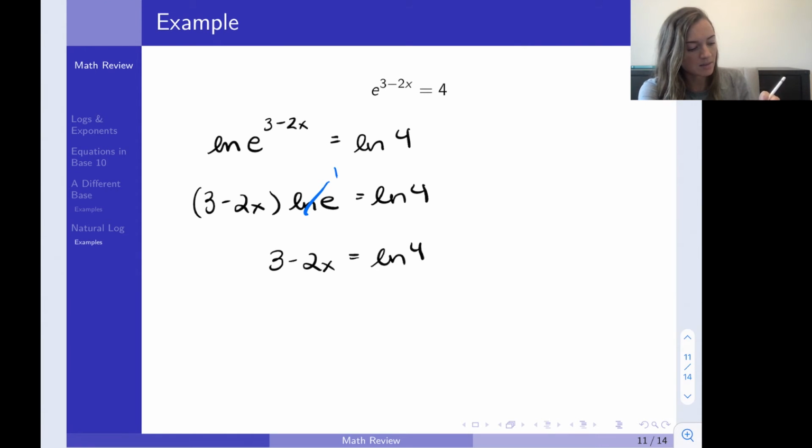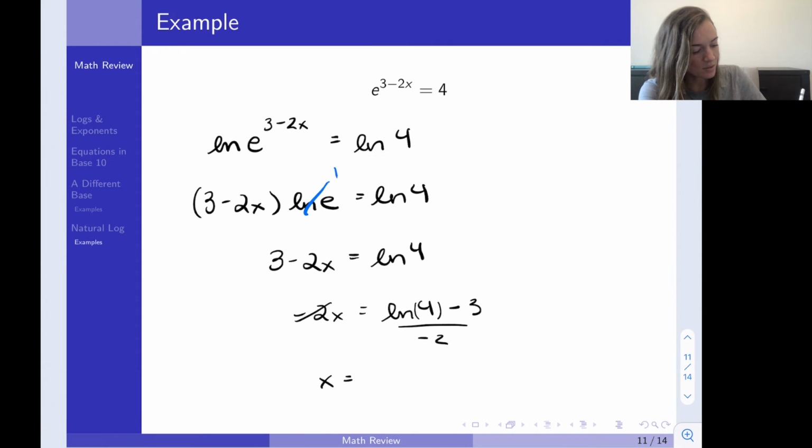We can subtract 3 from both sides. So we have minus 2x is equal to ln 4 and then minus 3. So here parentheses might be important because we want to show that we're just taking the ln of 4 and then subtracting 3. And now we want to divide by negative 2. So we'll just divide by negative 2. So we get x is equal to ln of 4 minus 3 divided by negative 2. And you can plug this into your calculator and you get 0.8.